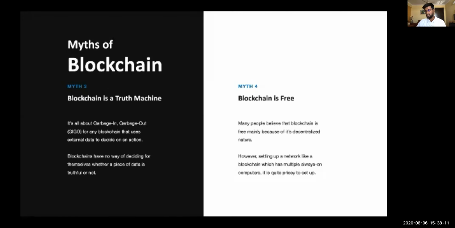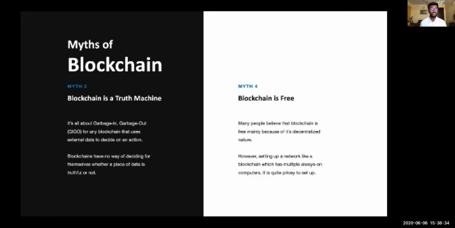Another myth is that blockchain is free. People believe that just like Linux, it's open source and it's free. So everyone moved away from Windows to Linux, whoever wanted to. Blockchain is also open source, so blockchain is free. No, blockchain is not free.